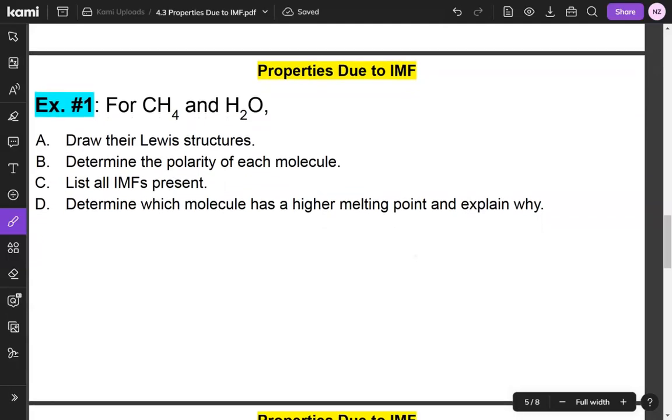All right, so let's do some examples where we're going to be looking at the molecules themselves. We're going to be predicting or determining the intermolecular forces present, and then we'll talk about some properties. So let's start with CH4 and H2O. So if we draw the Lewis structures for CH4, our Lewis structure is going to look like this. And for H2O, which we've done this one a couple times in previous videos, looks like that.